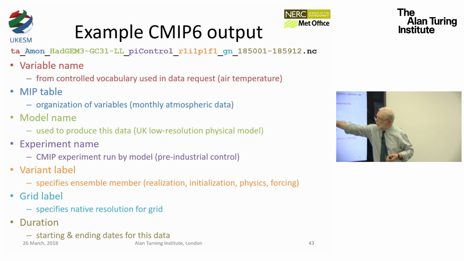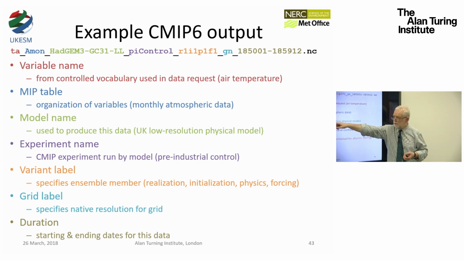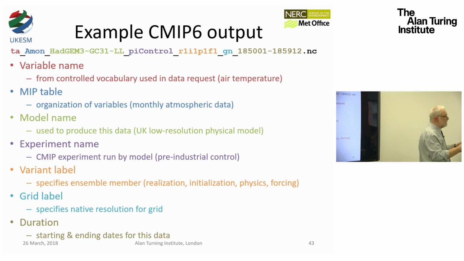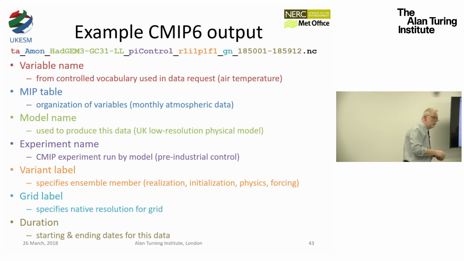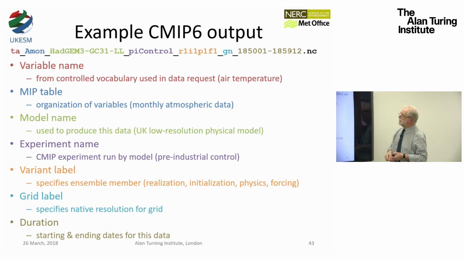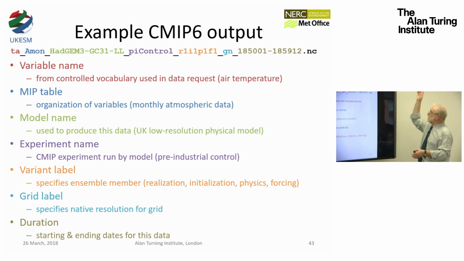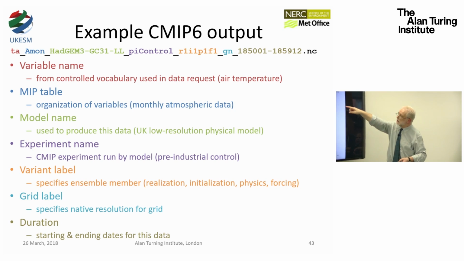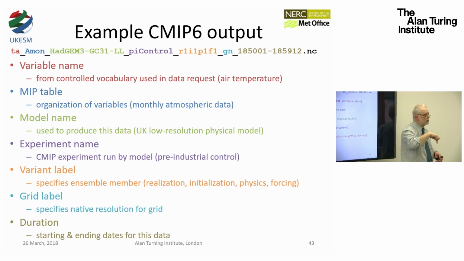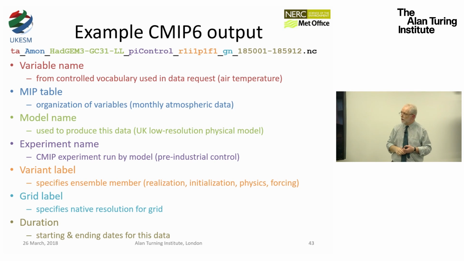The next thing is the model name that's actually used to produce this data. We've got HadGEM3-GC3.1-LL. You see that's been truncated and simplified compared to what we called it originally, and that's because CMIP6 thought that if we put the full name in, then this name will be out here somewhere. So we had to use LL for low resolution atmosphere, low resolution ocean.